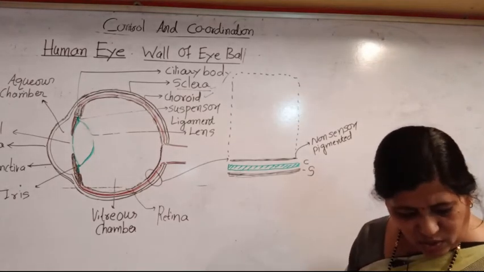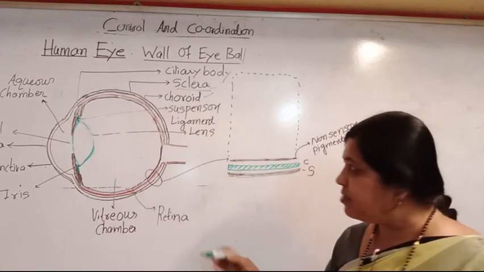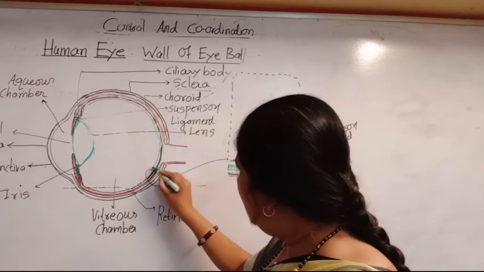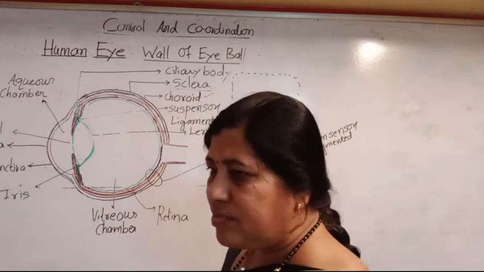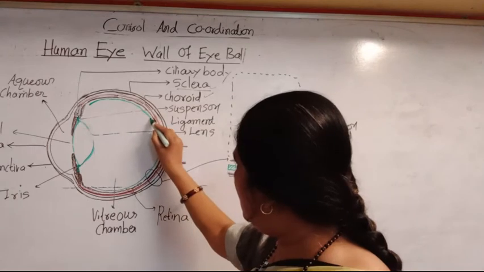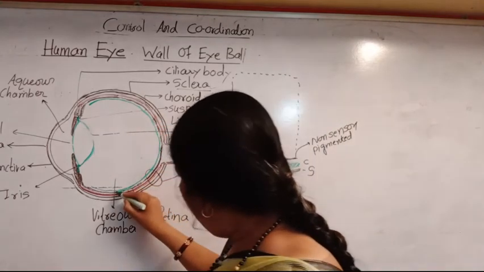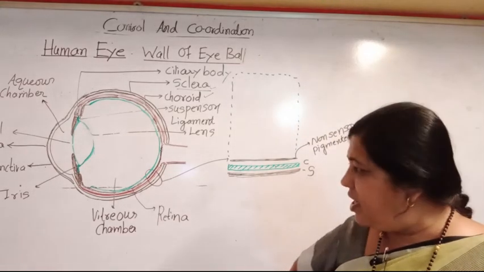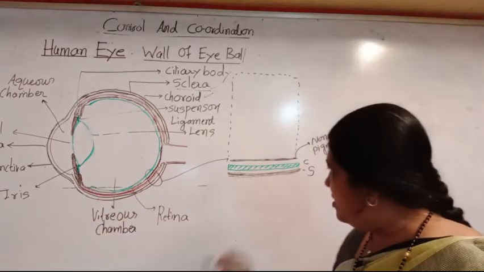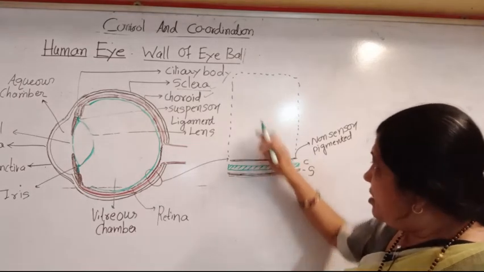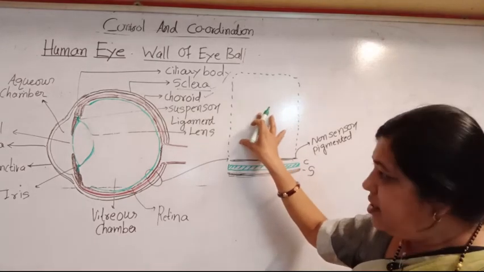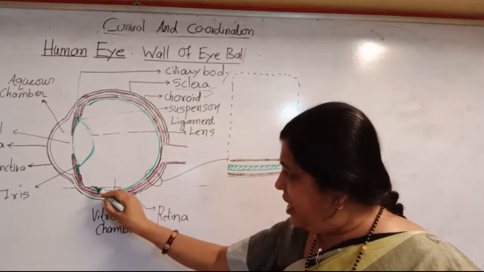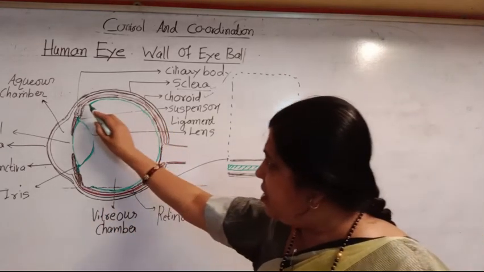Another layer of retina, that is neural layer or sensory layer. This is neural layer or sensory layer of retina which is not continue behind the ciliary body and behind the iris. The layer of retina which is continue behind the ciliary body and iris is pigmented layer. But this sensory layer ends at this point. So here the innermost layer of retina, sensory layer, ends.